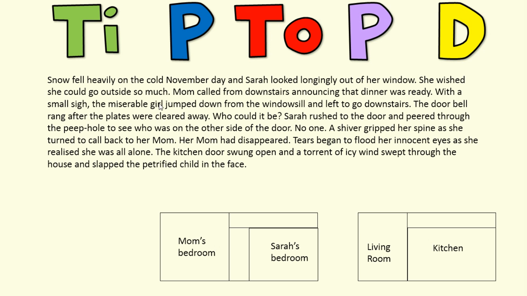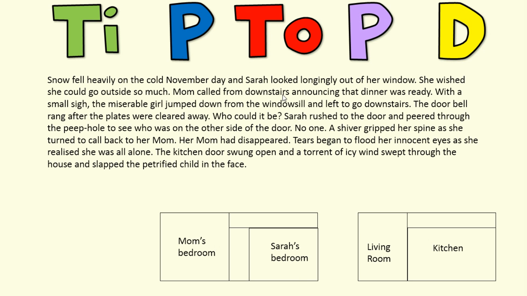Okay, so let's go through the answers then. So we're looking for a change of time, place, topic, person, or dramatic effect. Now you could see here at the bottom I put a little map to help you figure out when we're in a new place, if you can't figure it out from the actual text. So, snow fell heavily on the cold November day and Sarah looked longingly out of her window, so clearly she's in her bedroom. She wished she could go outside so much. We're still in her bedroom.